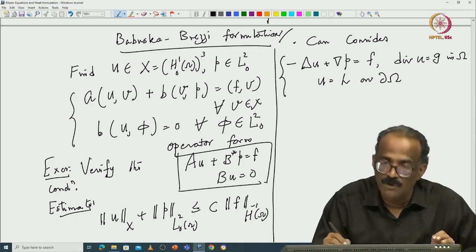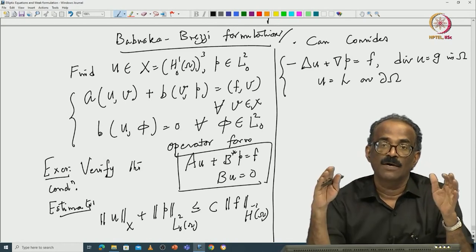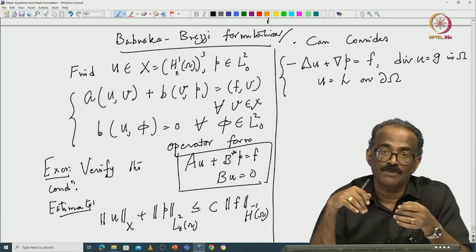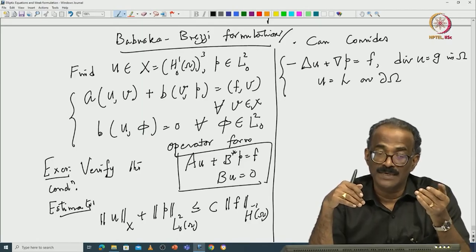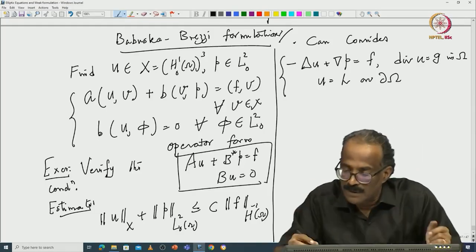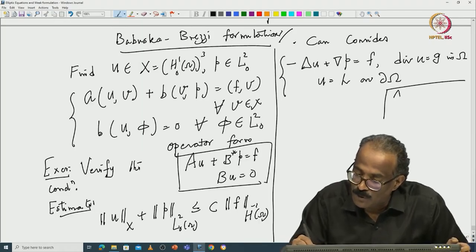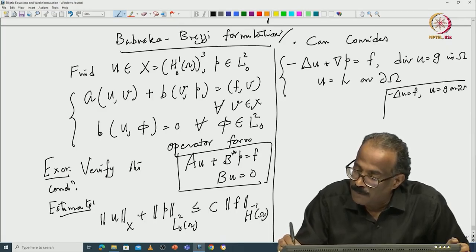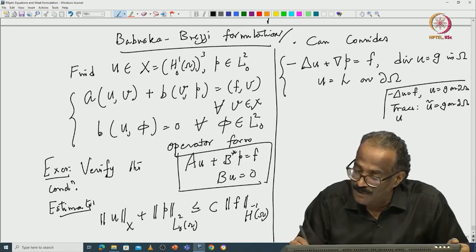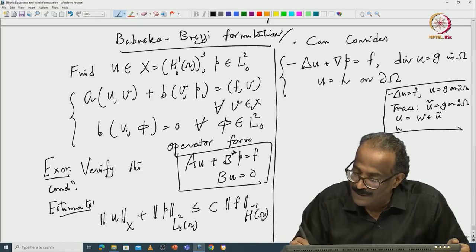Okay. So earlier, if you recall the non-homogeneous conditions on the boundary, what do you do? You solve that part first. That means minus Laplacian of u equal to f and u equal to g. By the trace theorem, you first find a u tilde. So suppose you want to solve minus Laplacian of u equal to f and u equal to g on the boundary of omega; by the trace theorem find u tilde that is g on the boundary of omega, and then you split u equal to w plus u tilde, and then you know that w is in H1 naught.